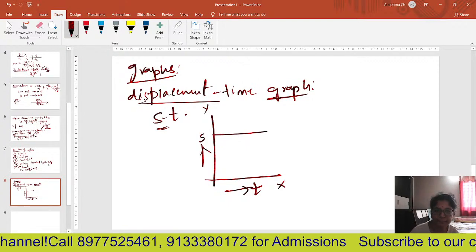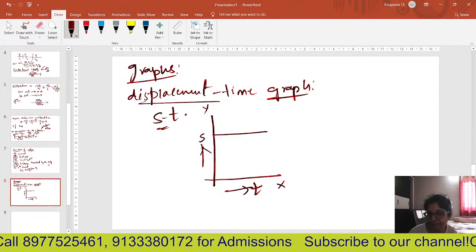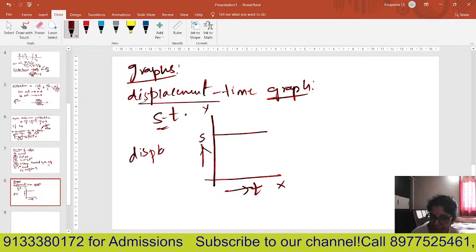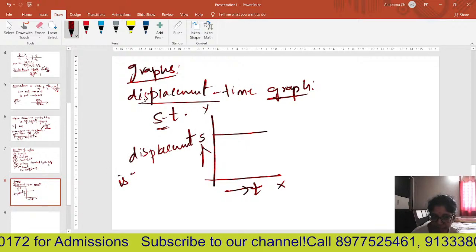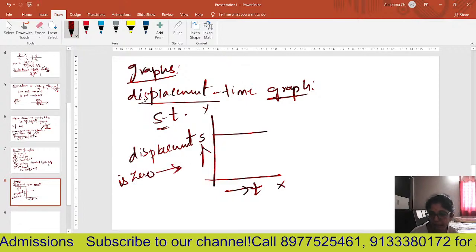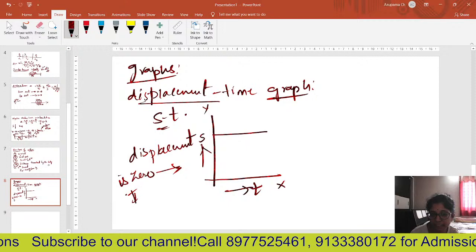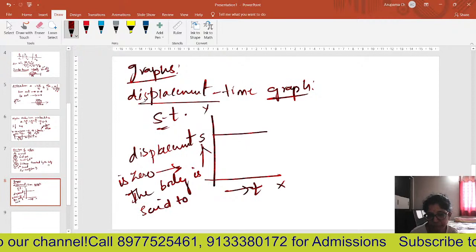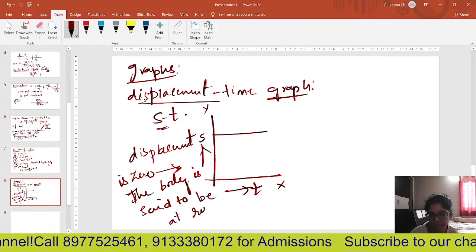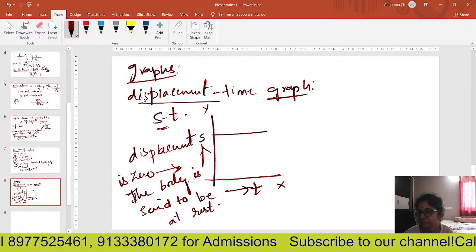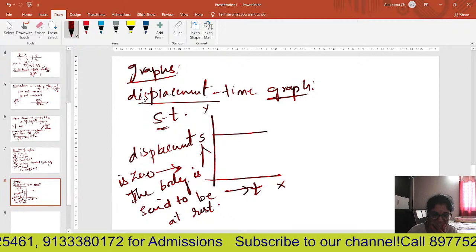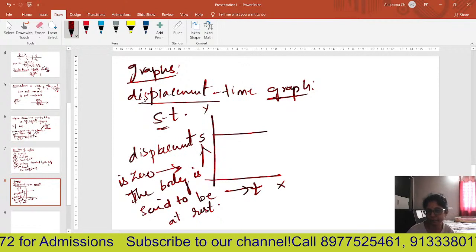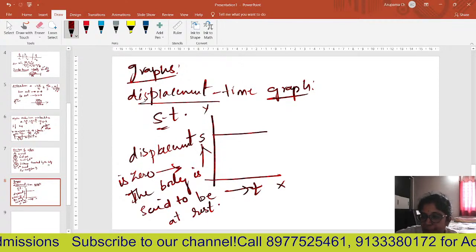So this particular graph tells us that displacement is 0, or distance is 0. This means the body is said to be at rest. Exactly, Hasini. There's no change in the displacement or in the position. The body is said to be at rest. So this is about the displacement time graph.